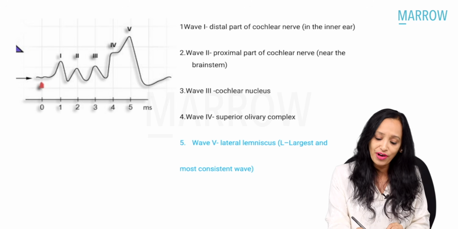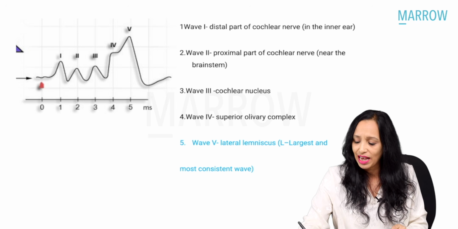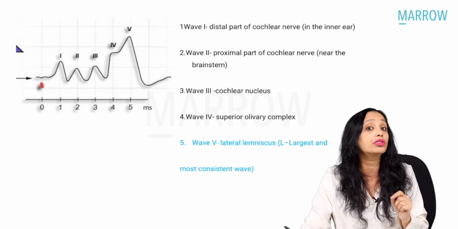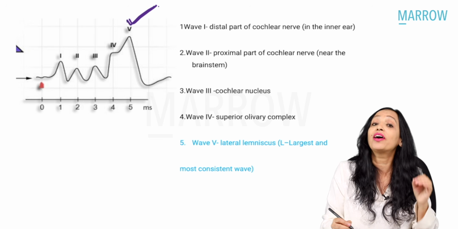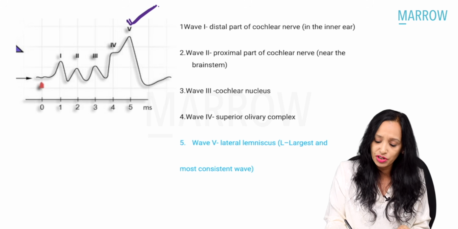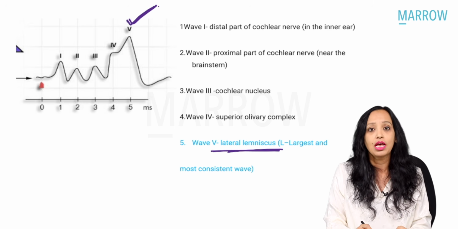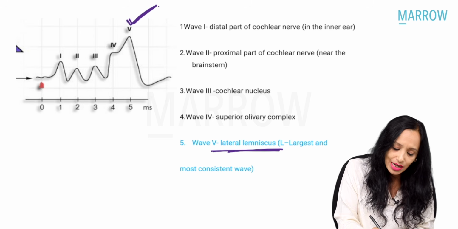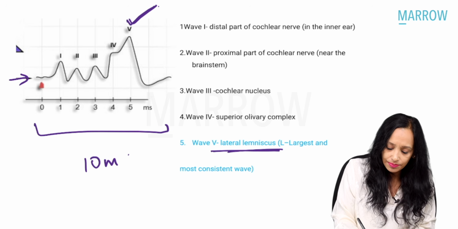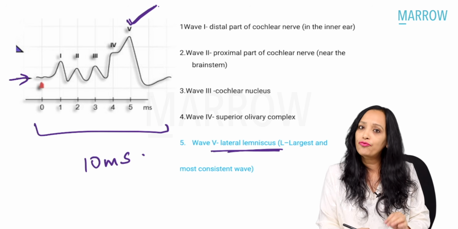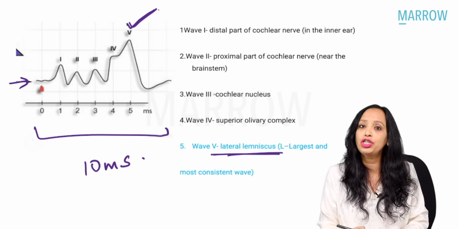It has a total of 5 waves. A repeated question of your exam is, which is the largest and most consistent wave? The largest, most consistent wave is wave 5. Wave 5 stands for what? Again a question, it is from the lateral lemniscus. So the BERA measures from the sound stimulus up to 10 milliseconds, and that consists of 5 waves, and all these waves we need to know.